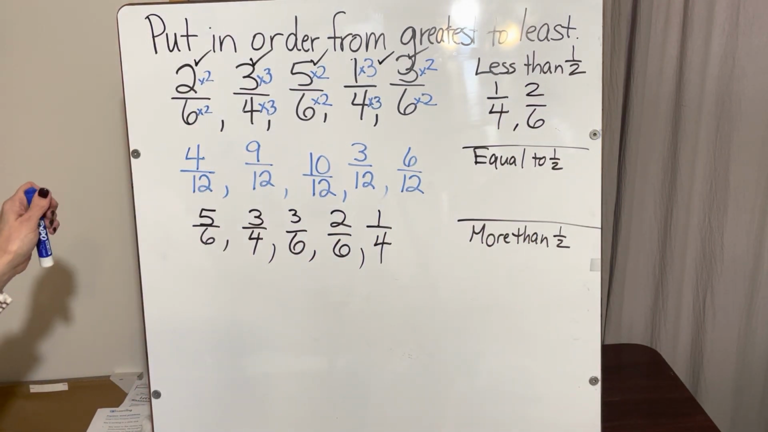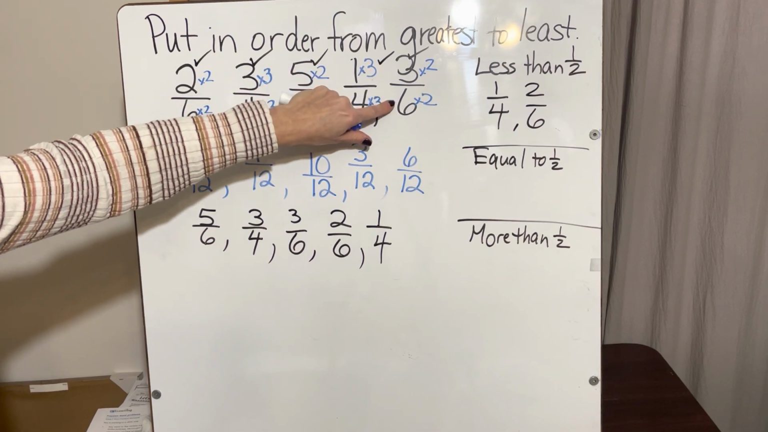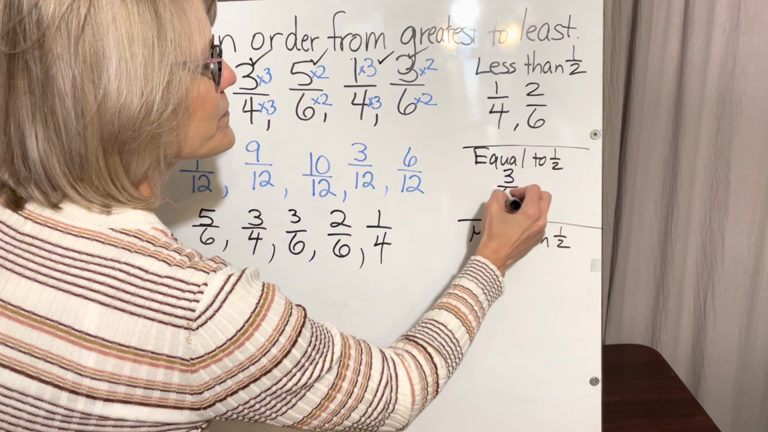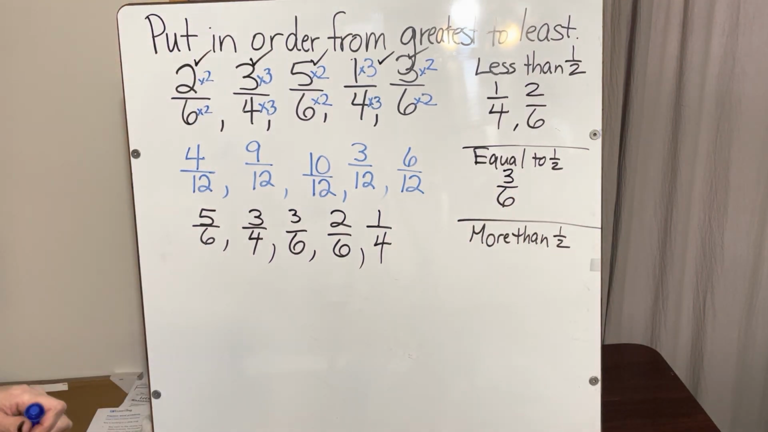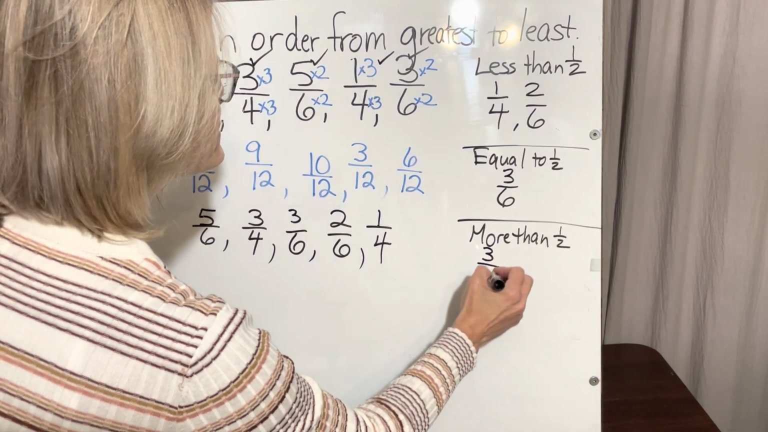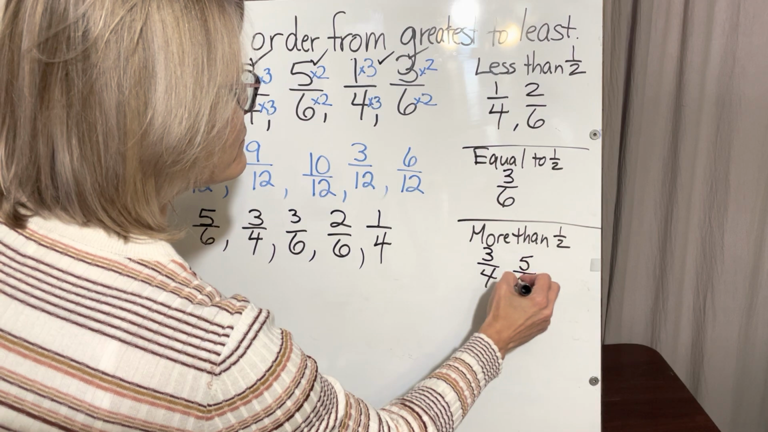Now, my one that is equal to half, 3/6, I have that here. 3 is half of 6, so I know that that's equal. And I don't have any others up there. So I have two more that are going to be more than half, and that would be 3/4 and 5/6.